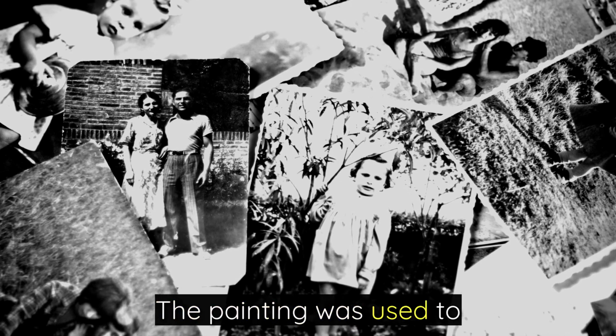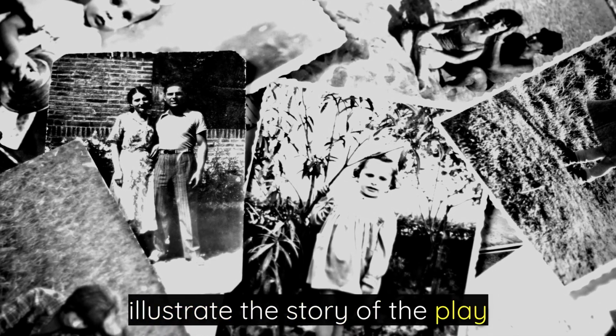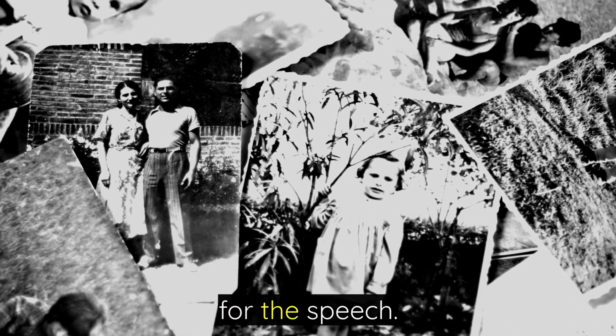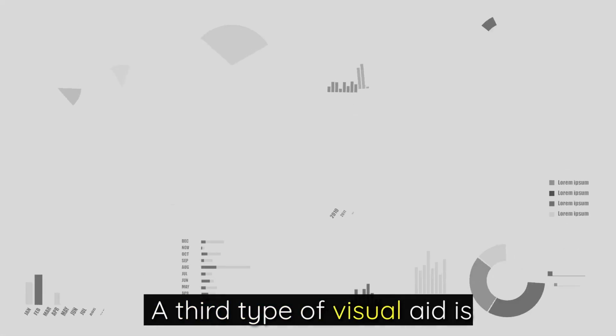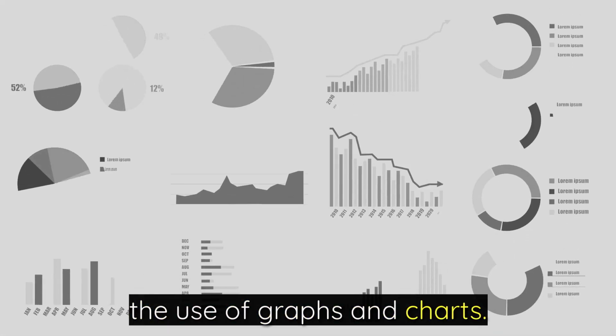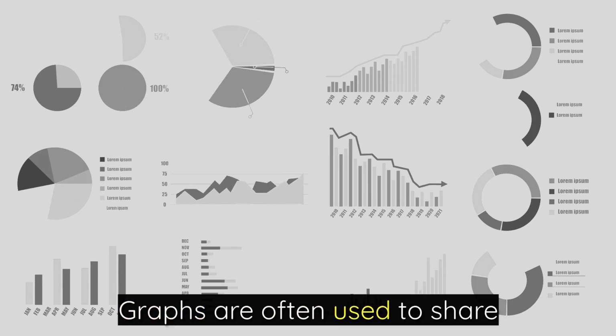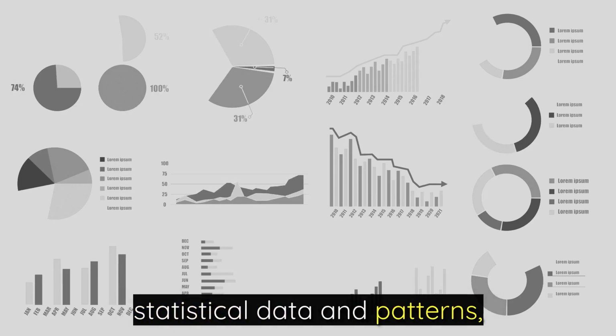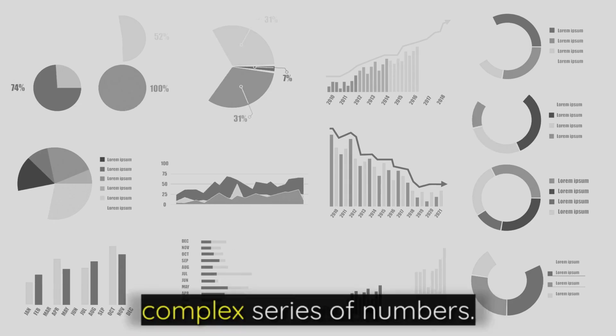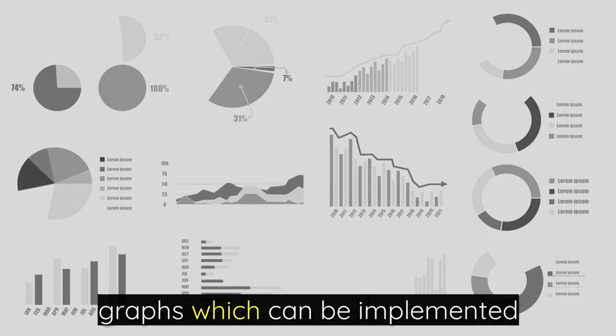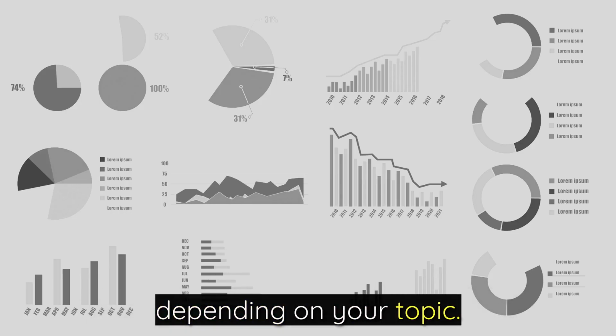The painting was used to illustrate the story of the play and made for dramatic effect for the speech. A third type of visual aid is the use of graphs and charts. Graphs are often used to share statistical data and patterns and are often used to explain complex series of numbers. There are several types of graphs which can be implemented depending on your topic.